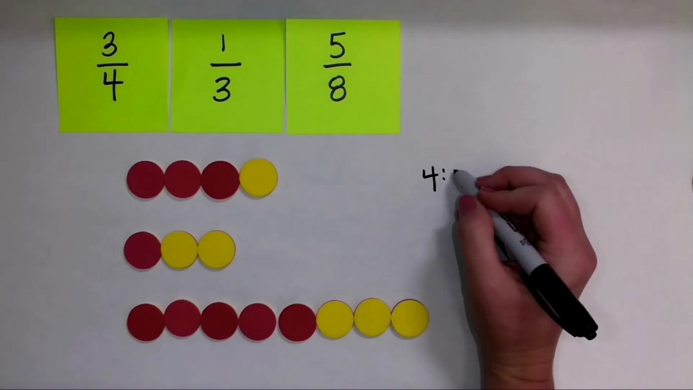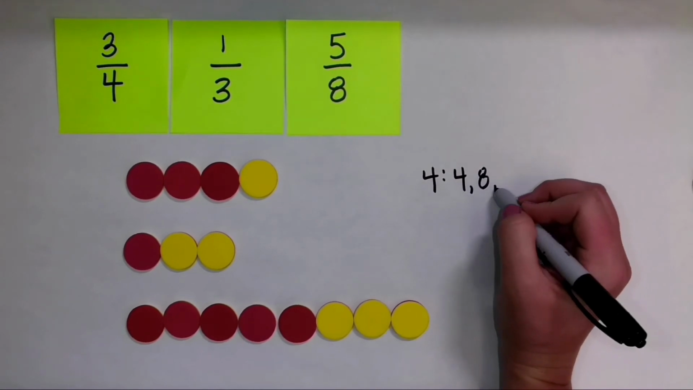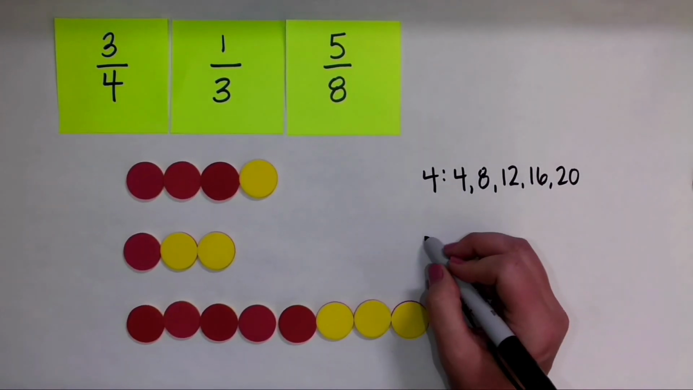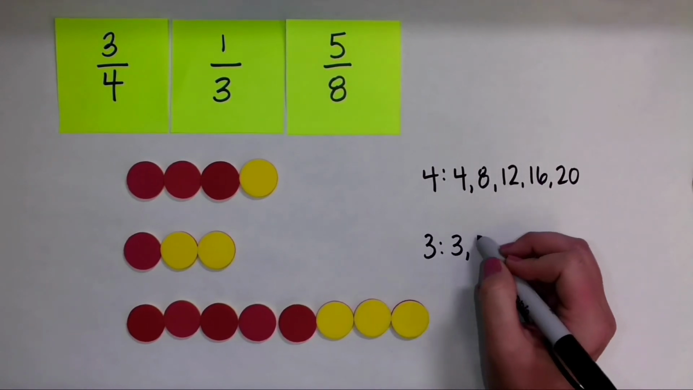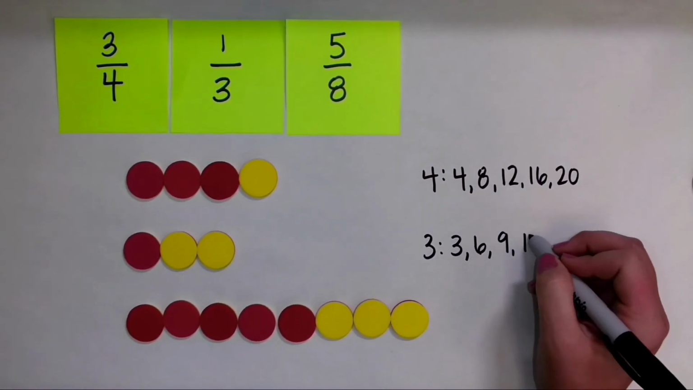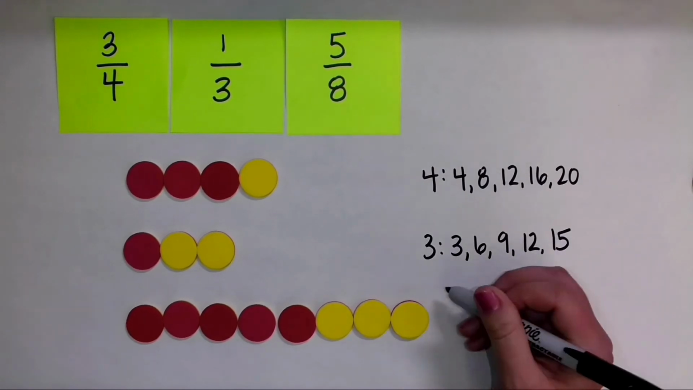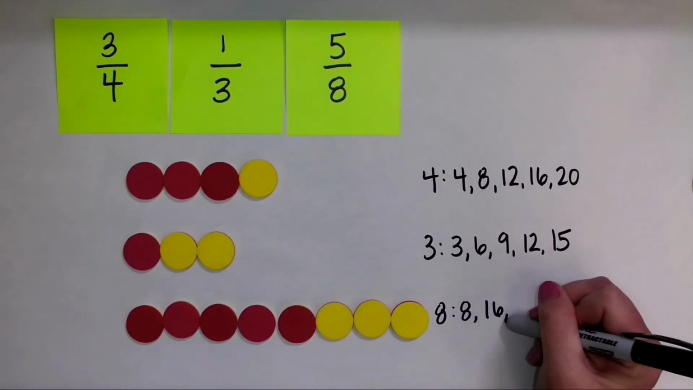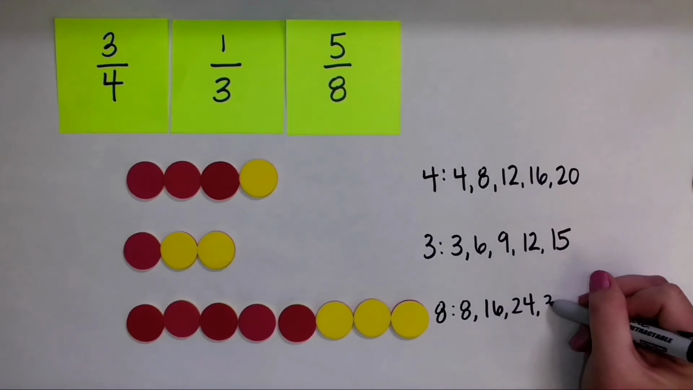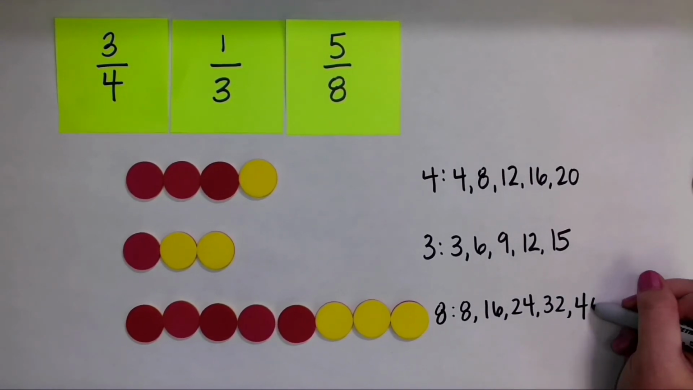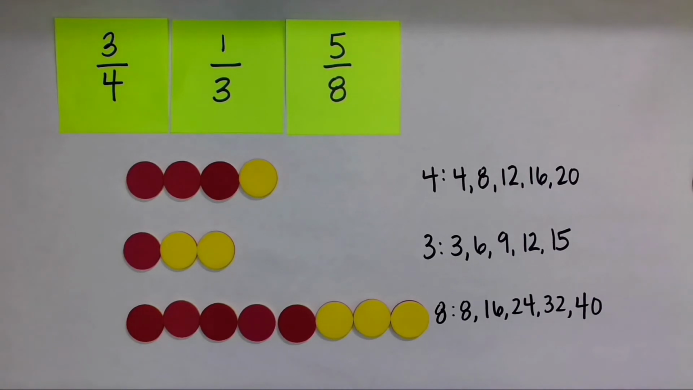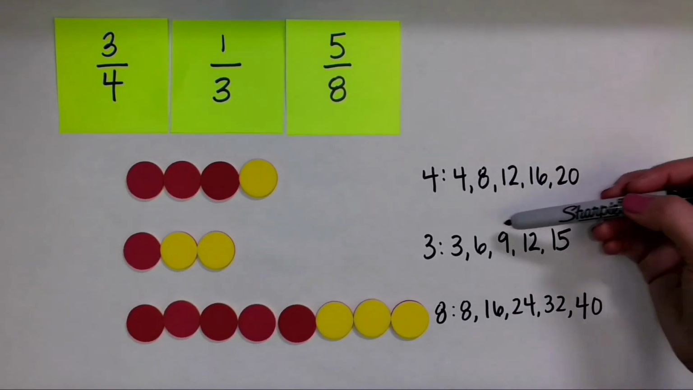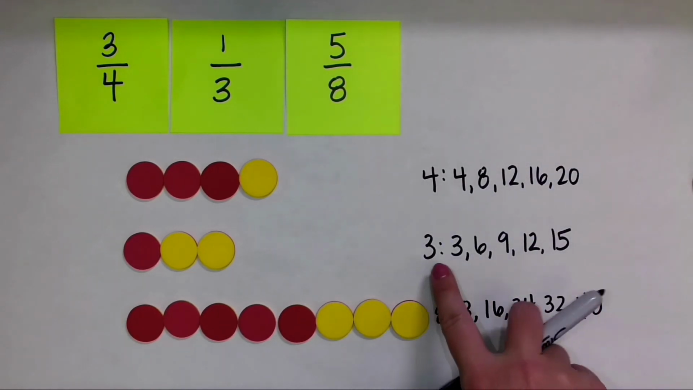The first 5 multiples of 4: 4, 8, 12, 16, and 20. The first 5 multiples of 3: 3, 6, 9, 12, and 15. And the first 5 multiples of 8: 8, 16, 24, 32, and 40. All right. Now, if I'm comparing these fractions here, I could see that I still do not have a least common multiple when I'm thinking about this fraction with a denominator of 3.